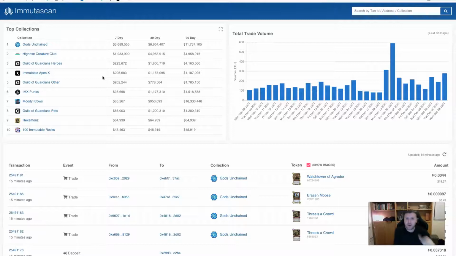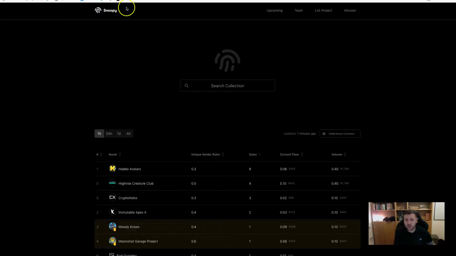And I'll catch you tomorrow, because tomorrow we're going to be covering a brand new website again that tracks ImmutableX. It's slightly different from MuterScan, and that is called Snoopy Tools. So there's a quick glimpse for you guys, and you can get to understand how to work this platform in tomorrow's video.